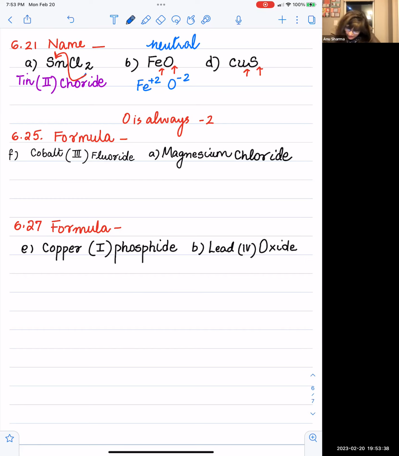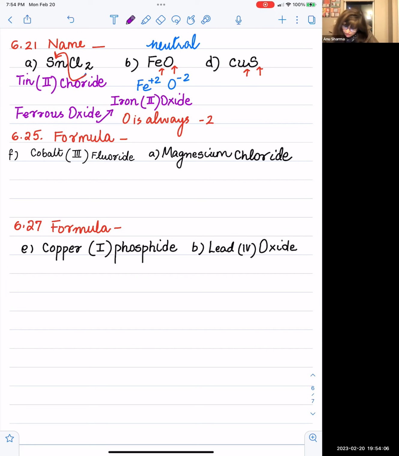So what is the name then? The name is iron 2 oxide. All right, iron 2 oxide. And you can also call it ferrous, F-E-R-R-O-U-S, oxide. Because remember, ferric is +3. So this, or iron 2 oxide.